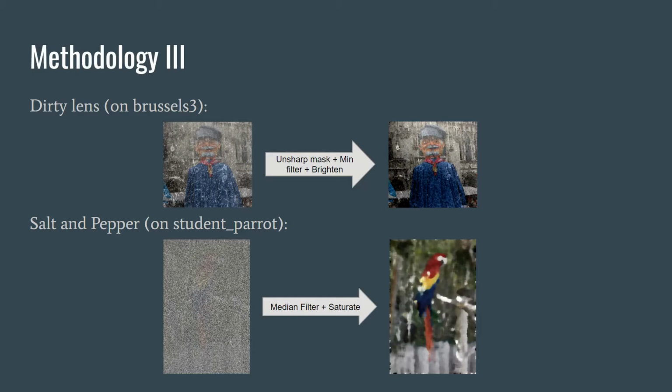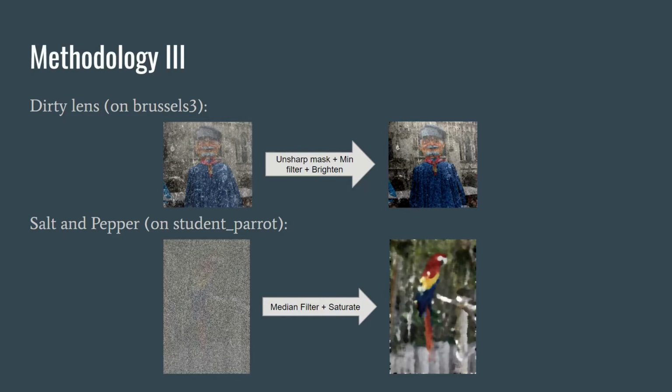The dirty lens noise was addressed by first applying an unsharp mask to accentuate the salt noise as much as possible. Then, a min filter was applied to remove as much of that salt noise as possible. As a result of the min filter, the image became quite dark. Afterwards, the image is brightened to offset this. The final result gives noticeable artifacting, but with the removal of much of the dirty lens from the image.